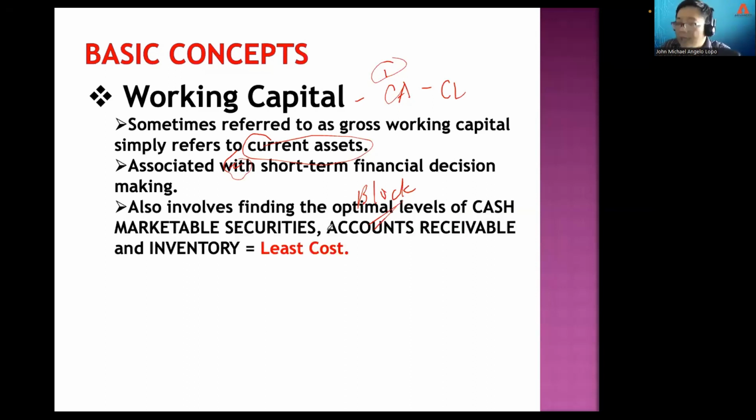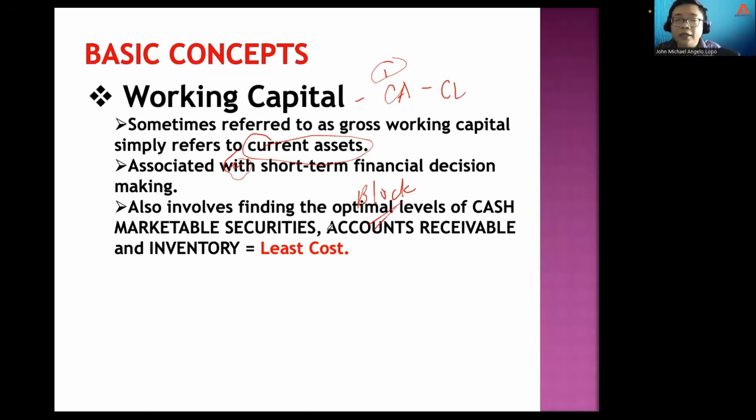Okay. Pag sinabi natin working capital, mamaya I will discuss about cash management. I will discuss about marketable securities or your short-term investment. I will discuss about your accounts receivable. I will also discuss about inventory. All right. So that's your main purpose. All right. That's your main goal.